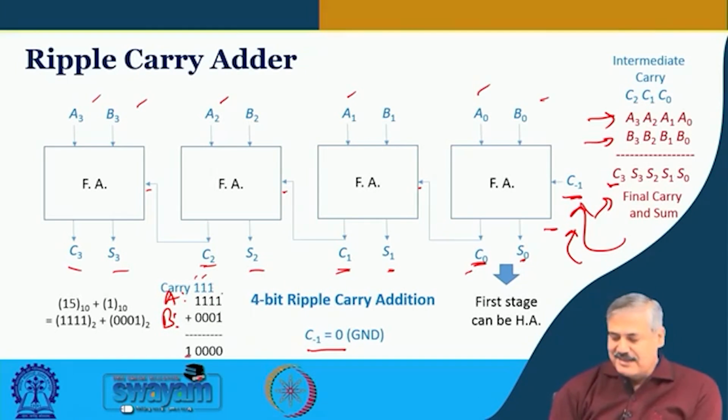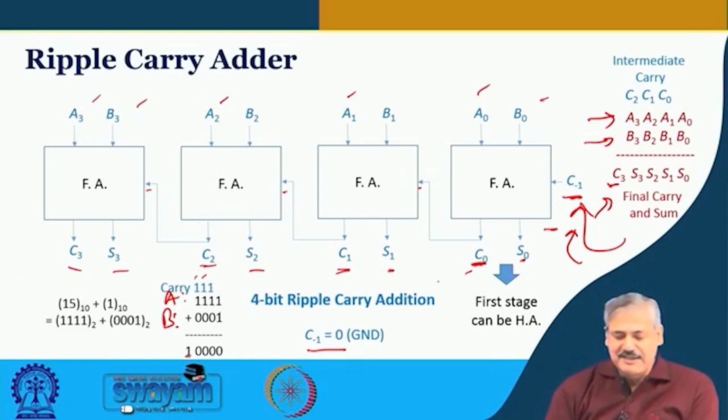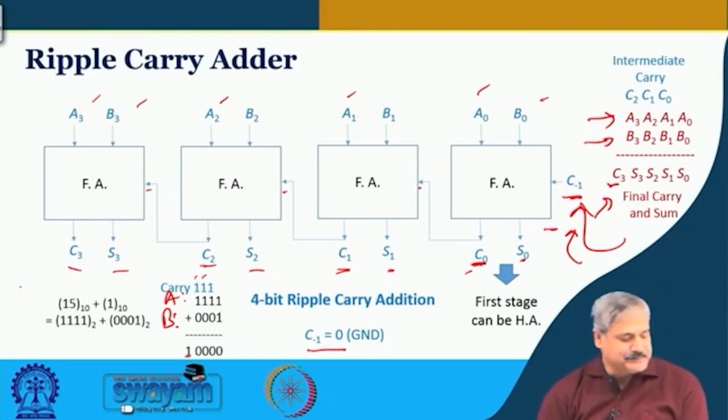So, the carry which is generated in the first stage, C0, goes on and generates C1, C1 generates C2, C2 generates C3. So, as if the carry ripples through each of these adders, that is why it is also called ripple carry addition, okay. This is the maximum distance it travels, so as to say maximum path, okay.